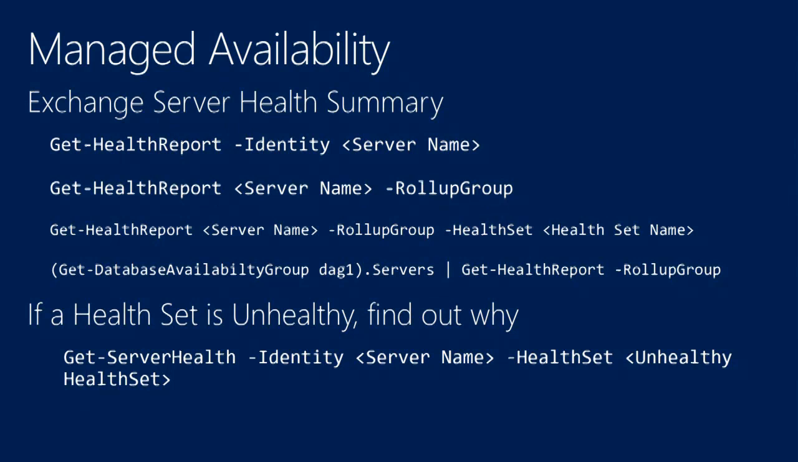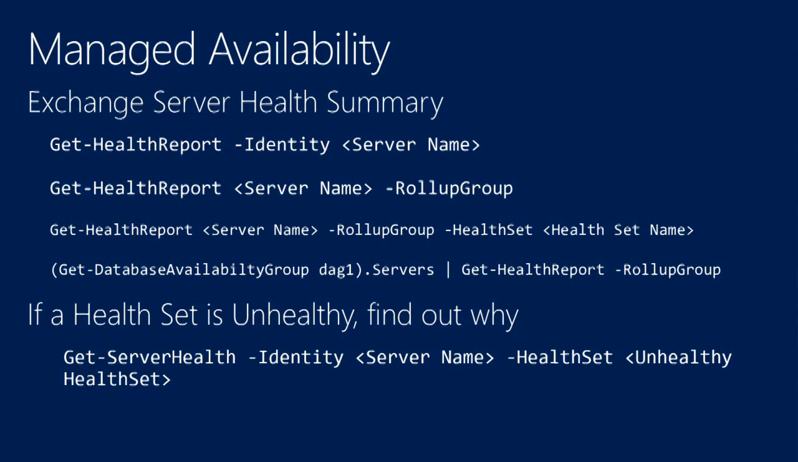Now, if a server is unhealthy, you can use that next one to find out why. You use Get-ServerHealth, give it the server name, give it the health set, and you'll know which health set it is because it'll be the one that says unhealthy. Then that will pipe out all of the components of that health set and give you an idea as to which component is failing and therefore why it's unhealthy.